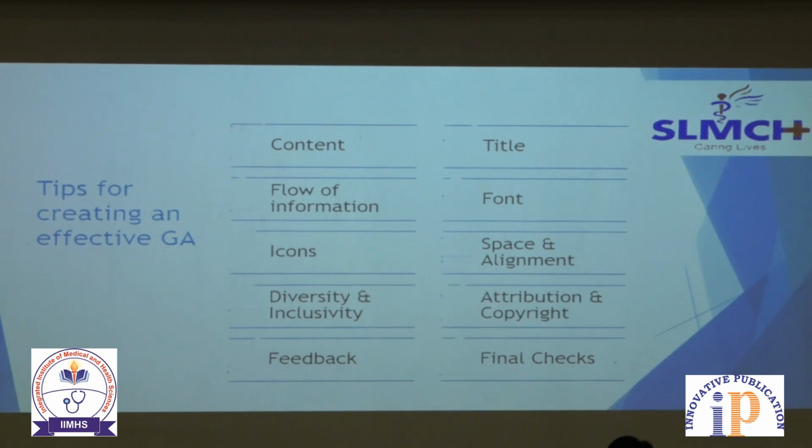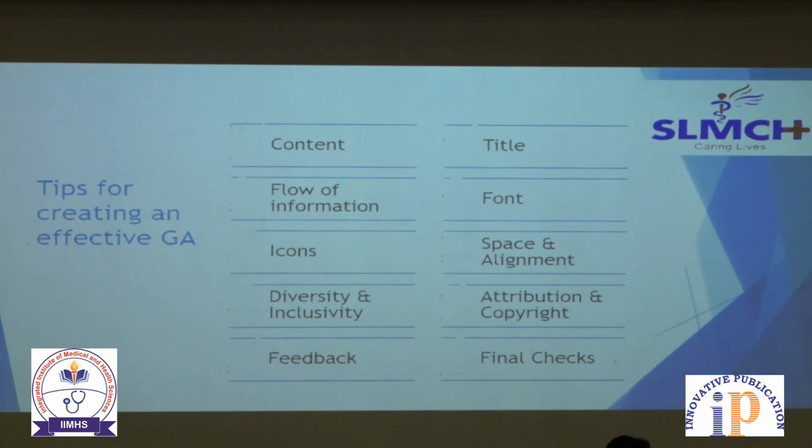Next one, the title. The title should not be the same as what has been given in the main manuscript. The main manuscript can have a title of 20 to 30 words. You should not put all those words in the graphical abstract. It should be short, crisp, and catchy to the readers. And for the flow of information, you have to keep all positive points rather than projecting the negative points in the abstract.